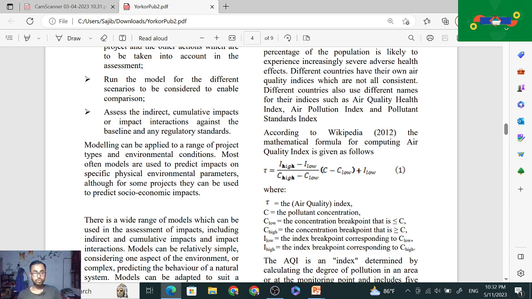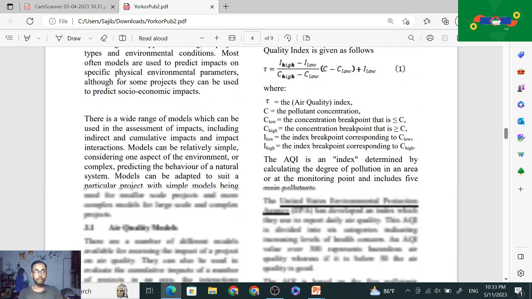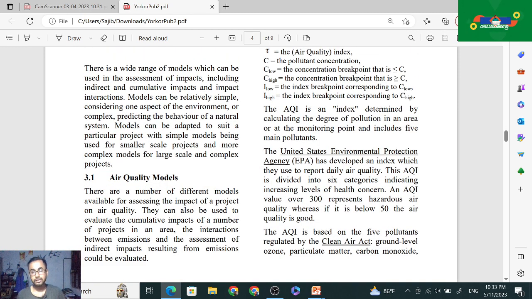Most often, models are used to predict the impacts on specific physical environmental parameters, although for some projects they can be used to predict the socio-economic impacts. There is a wide range of models which can be used in the assessment of impacts, including indirect and cumulative impacts. An impact interaction model can be relatively simple, considering all aspects of the environment, or complex, predicting the behavior of a natural system. Models can be adapted to suit a particular project, with simple models being used for smaller scale projects and more complex models for large scale and complex projects.